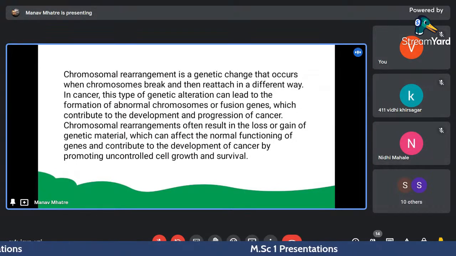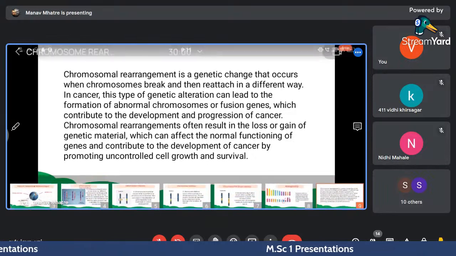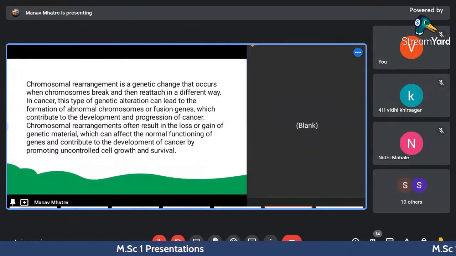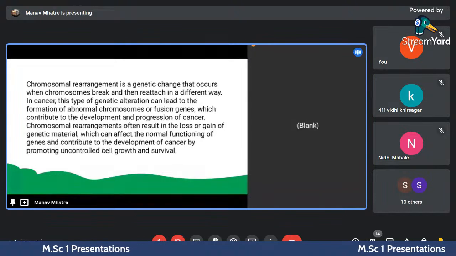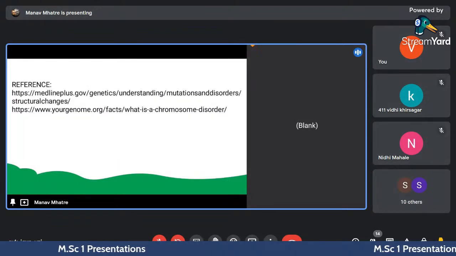Chromosome rearrangements often result in loss or gain of genetic material, which can affect the normal functioning of genes and contribute to development of cancer by promoting uncontrolled cell growth.